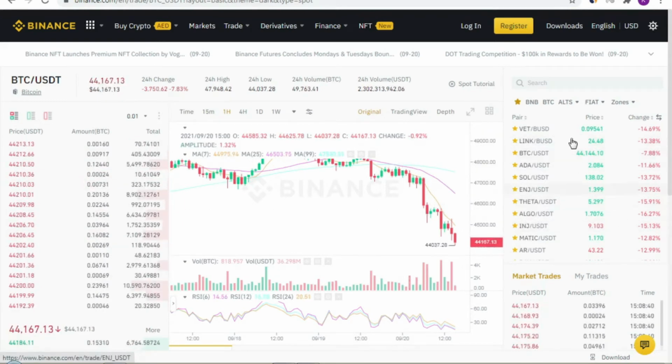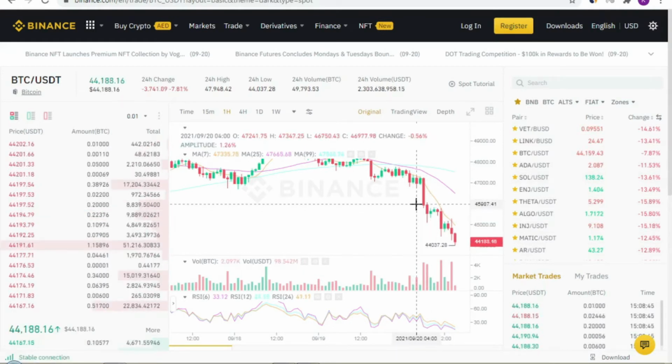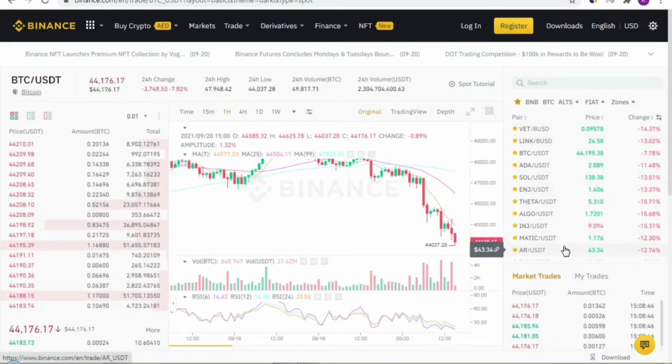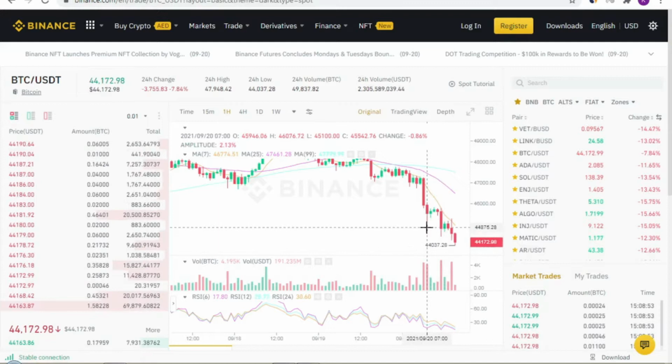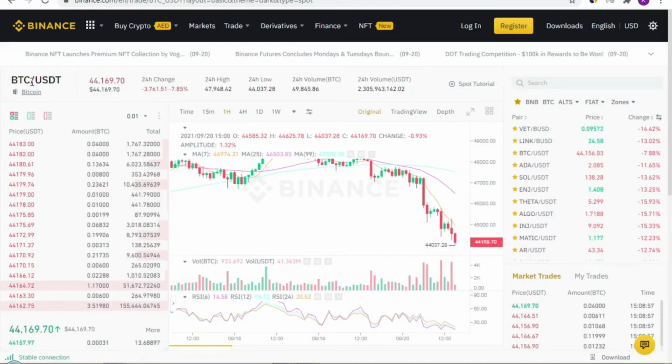So if there is a coin here that is pumping, when Bitcoin is pumping heavily, they will pump, and the ones that were dumping will dump harder. So that is the first thing you have to have in mind. Always look at the price of Bitcoin, and I say this from experience. Always look at the price of Bitcoin before investing your money.